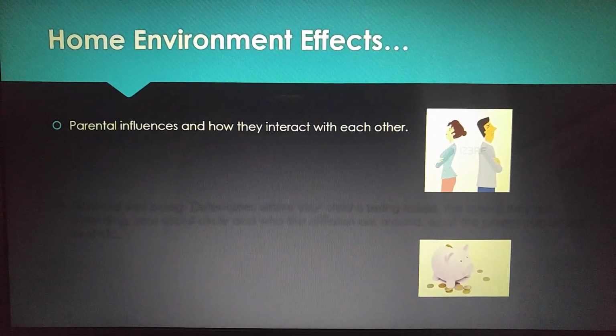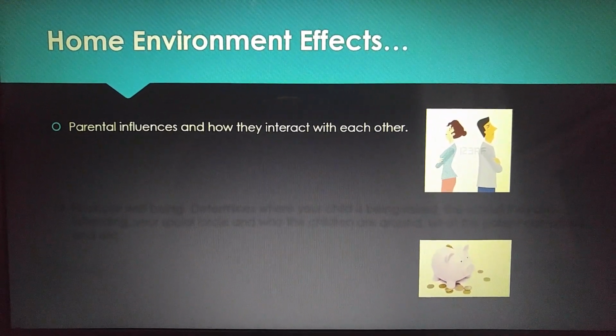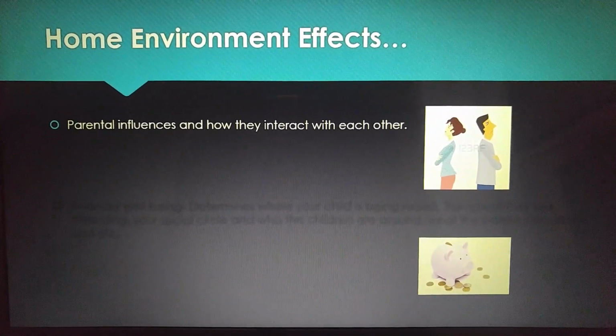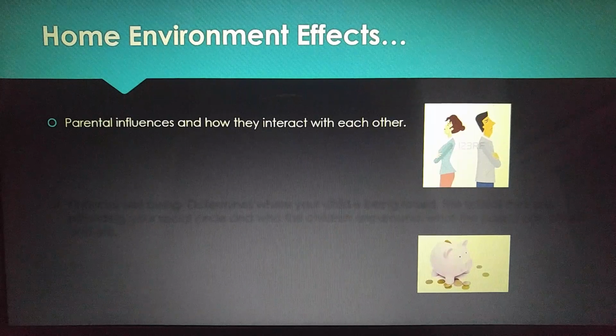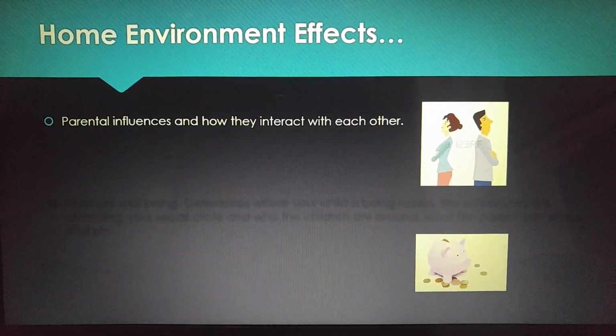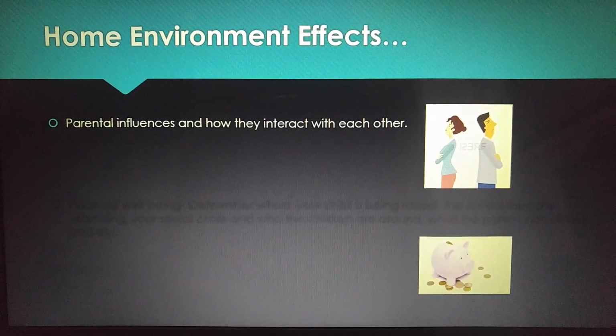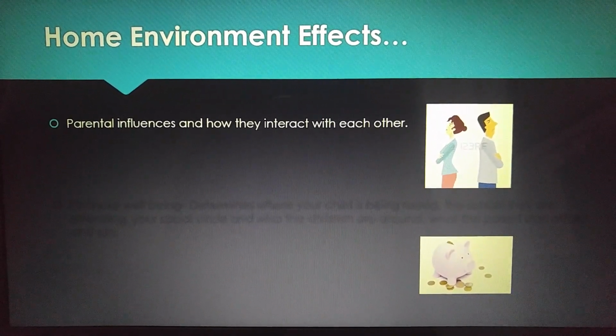Now, if they're seeing their parents showing love, affection, more of a positive type of relationship, this actually teaches the child how to interact with people in a more positive manner, and also has positive effects for that child's future.